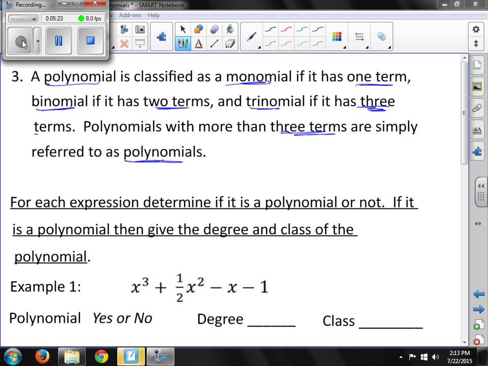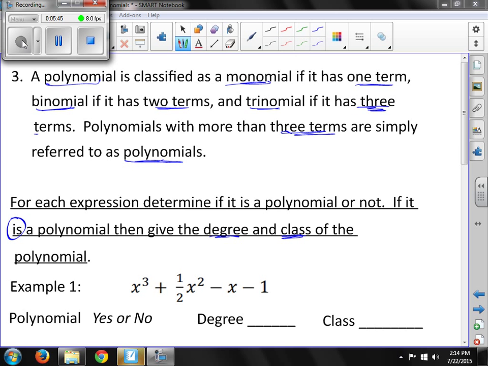For each expression, determine if it is a polynomial or not, and if it is a polynomial, give the degree and the class. So let's look at our first expression. Example 1, x cubed plus 1/2 x squared minus x minus 1.